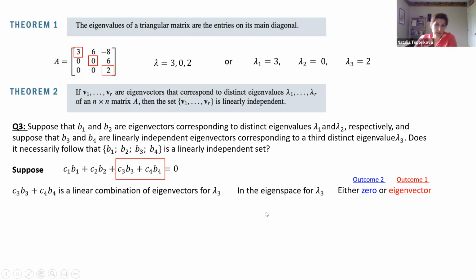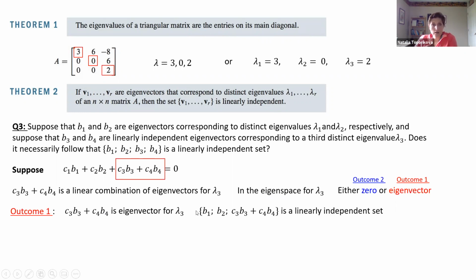Let's explore these outcomes and see if either of them can be true. Let's look at the first outcome. Our linear combination is an eigenvector for lambda 3. In this case, the set of eigenvectors b1, b2, and our new eigenvector, the linear combination, is a linearly independent set, which by the definition of linear independence means our weights c1 and c2 should be equal to 0, and the third linear combination should be equal to 0. And that's where we have a problem. Then the linear combination of b4 and b3 is an eigenvector, so what we get now is the zero eigenvector, which cannot be possible by the definition of an eigenvector. So we have to abandon outcome 1.